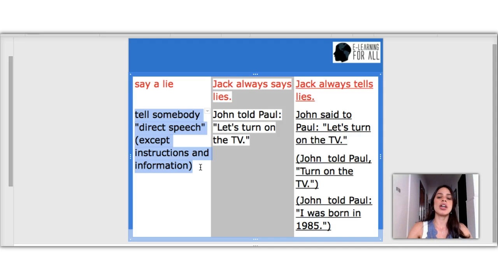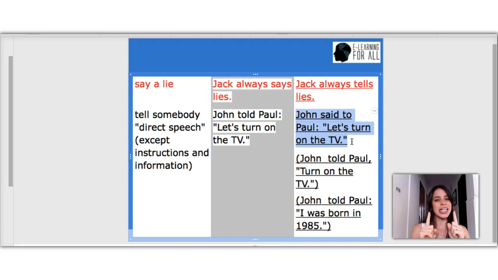For example, here, this is the wrong example. John told Paul, let's turn on the TV. John is speaking directly to Paul, right? And because he is speaking directly to Paul, he cannot use the verb tell. We have to use the verb say. John said to Paul, let's turn on the TV. Okay? So, in a direct speech, you don't tell, you say.